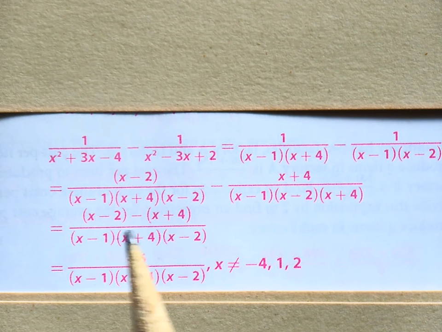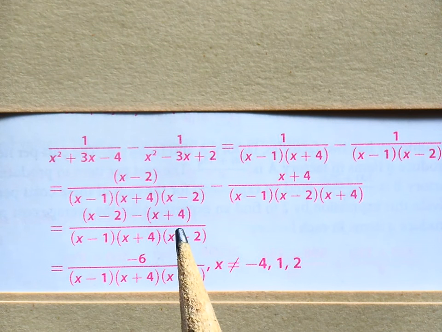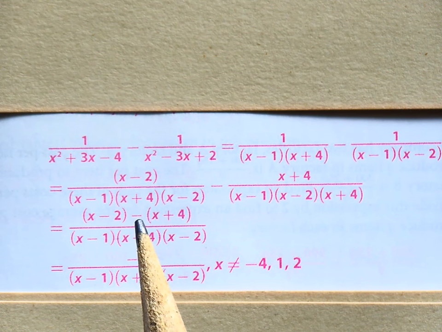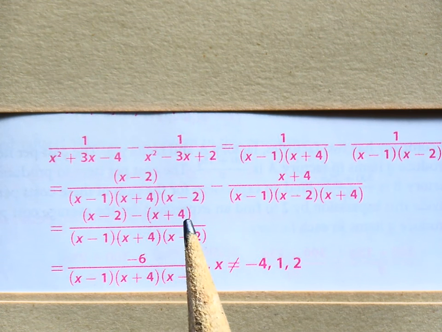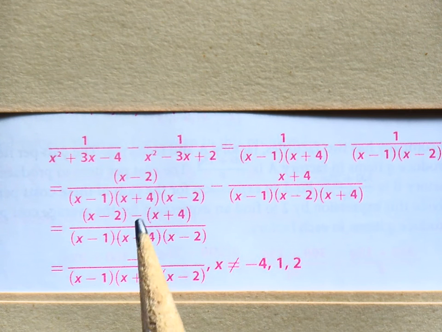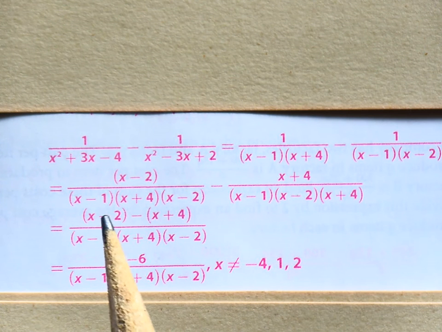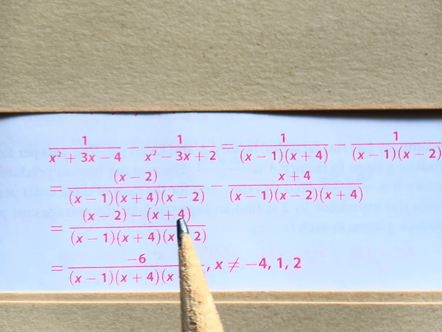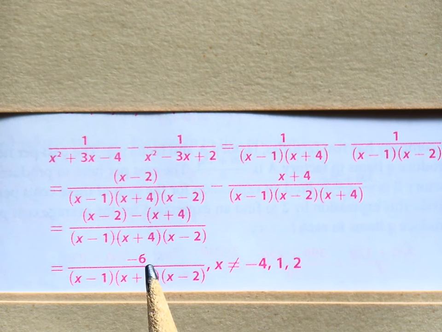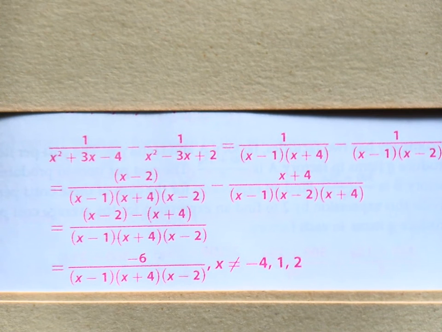And once we've done that, we can now, in this case, subtract my numerators. That means I have to distribute the -1 all the way through and combine like terms. So my x's simplify out, and I get -2 minus 4 gives me -6. So my excluded values are going to be +1, that would make that equal to 0, -4, that would make that equal to 0, and +2, which would make that equal to 0.